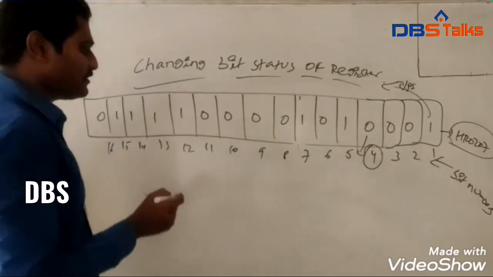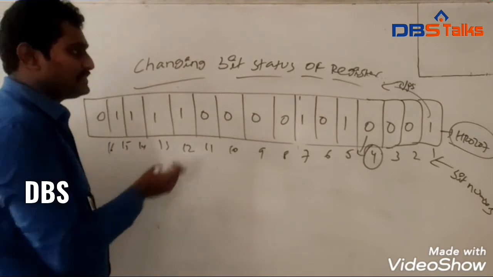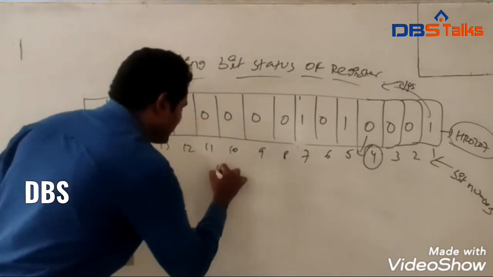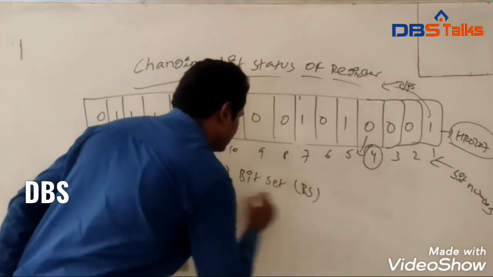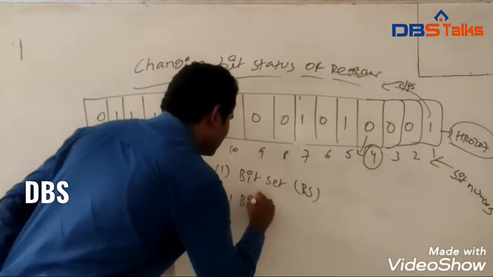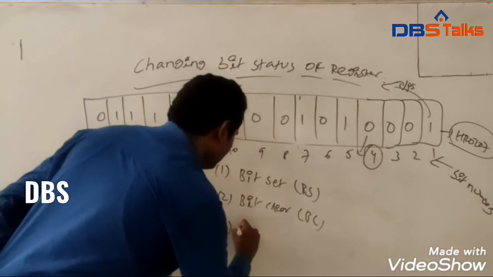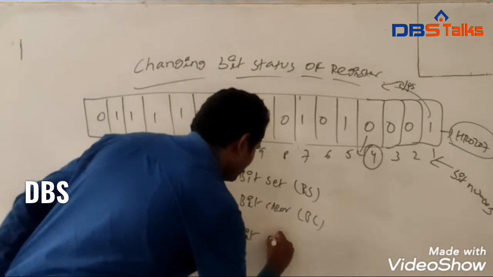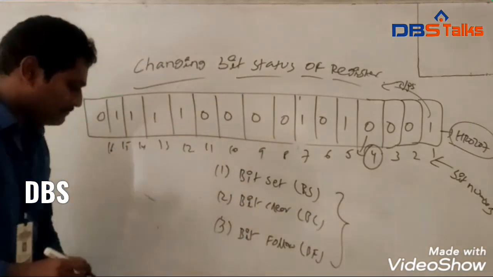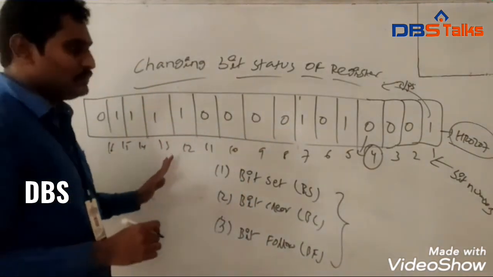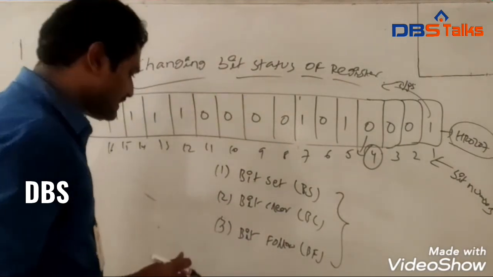So here I am using some more advanced concepts to change the bit status of the register. The first one is bit set, also known as BS; bit clear, also known as BC; and the third one is bit follow, that is BF. These are the 3 methods used to speed up the changing process of the bit status of the register.